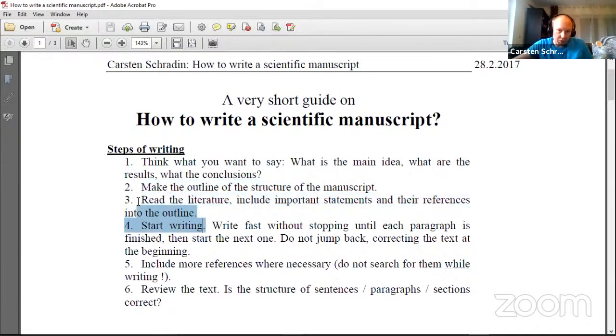You should, of course, read the literature, hopefully already before you did your study, because otherwise you don't know what you're doing and why. But while you are conducting your research, you will read more and more. And while you read the literature, you can already write down important statements, and this is the case where you might use a second file. If you know where it fits, you can also already put these statements within the manuscript.